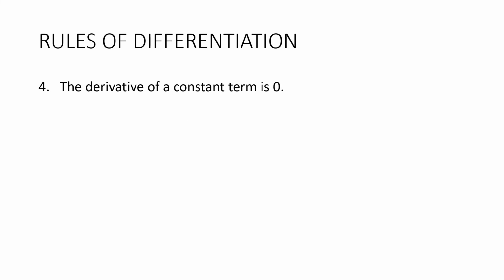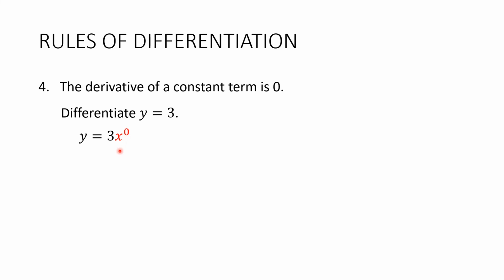And finally, the derivative of a constant term is 0. Now a constant term doesn't have an x in it. So let's look at an example. Differentiate y is equal to 3. Again, I'm going to do something sneaky. Instead of just writing it as 3, I'm going to write 3x to the naught, because that's the same thing, isn't it? X to the naught is just 1.